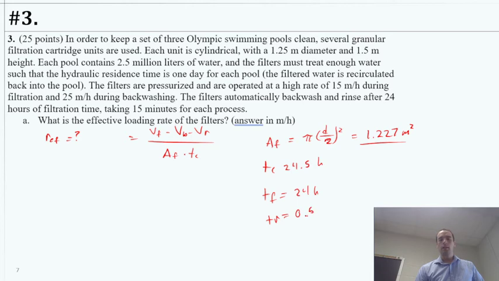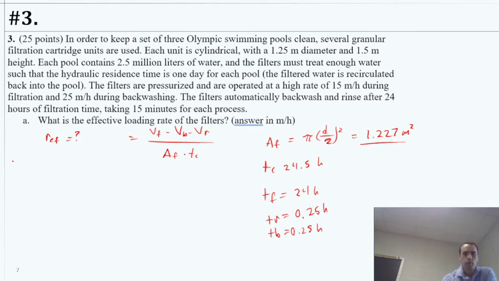Right now, I'm just leaving it in hours. We could easily convert all this. The time for the rinsing would be a quarter of an hour, right? 15 minutes, so let's write 0.25. Of course we can change all those from hours, but I think everything's in hours, and that might be the most convenient thing anyway. Okay, so we have all of that.